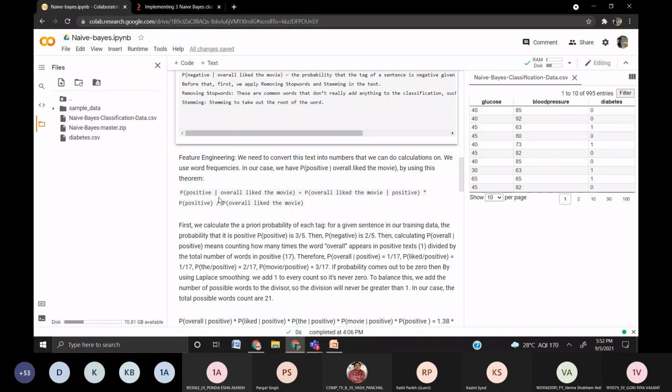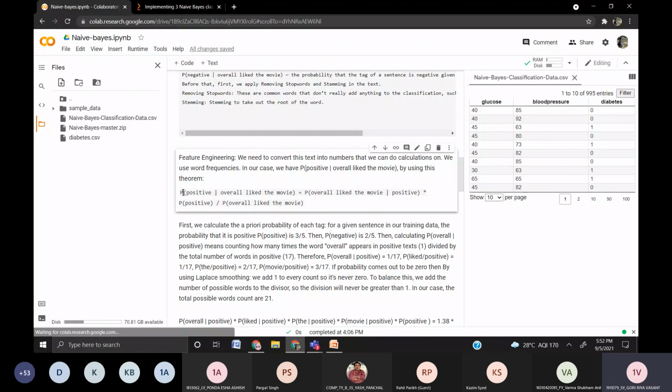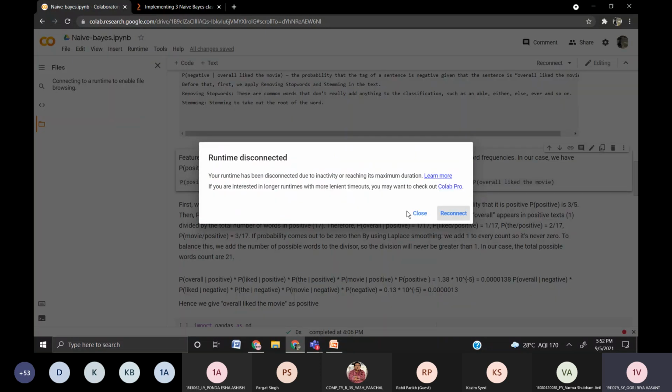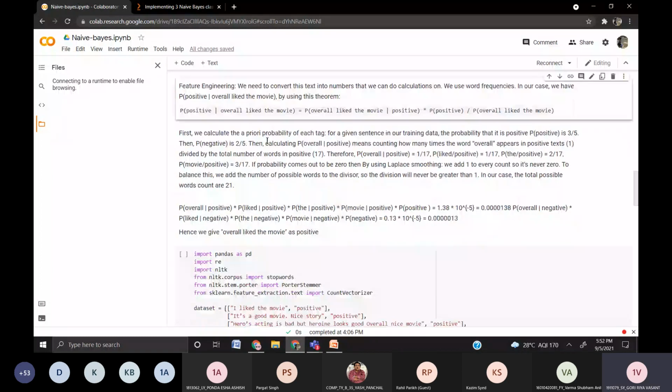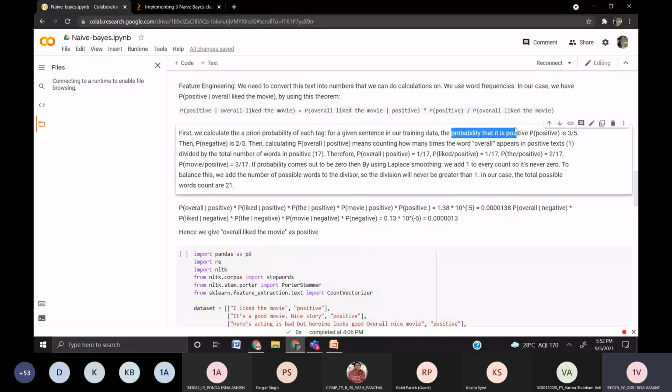So we use this theorem to calculate the probability of this sentence being positive. By using the Naive Bayes theorem again, it is the probability of "overall liked the movie" given positive, times the probability of it being positive, divided by the probability of "overall liked the movie". So first we calculate the prior probability of each tag. What we use is the probability that this is positive.